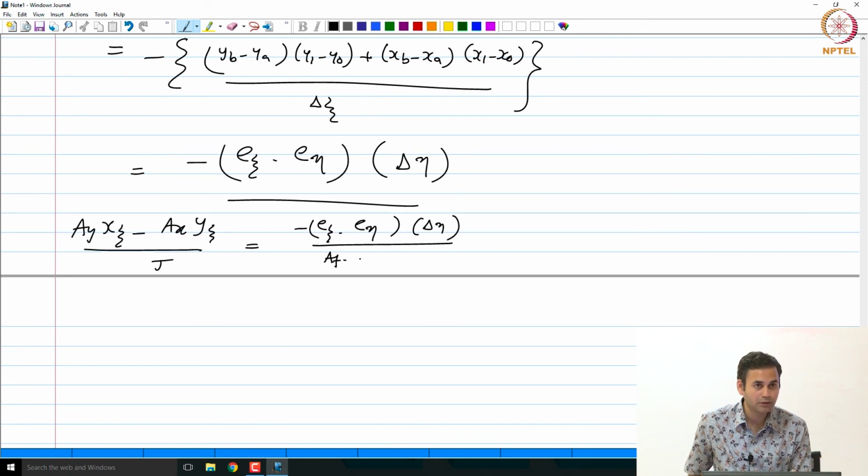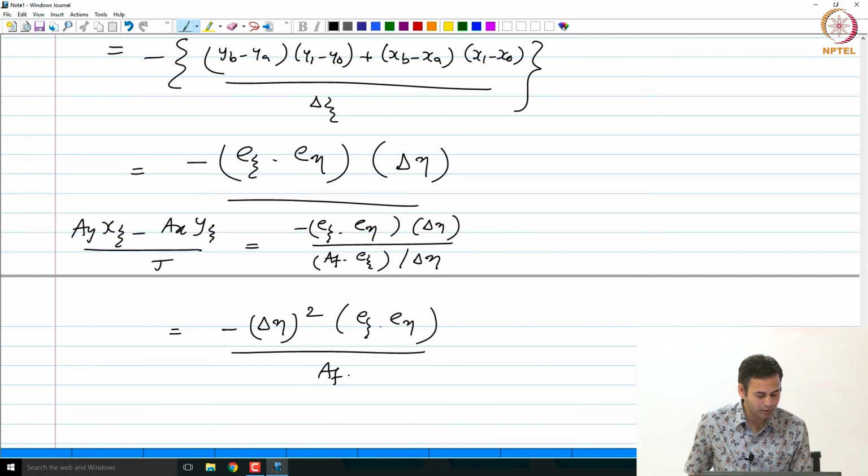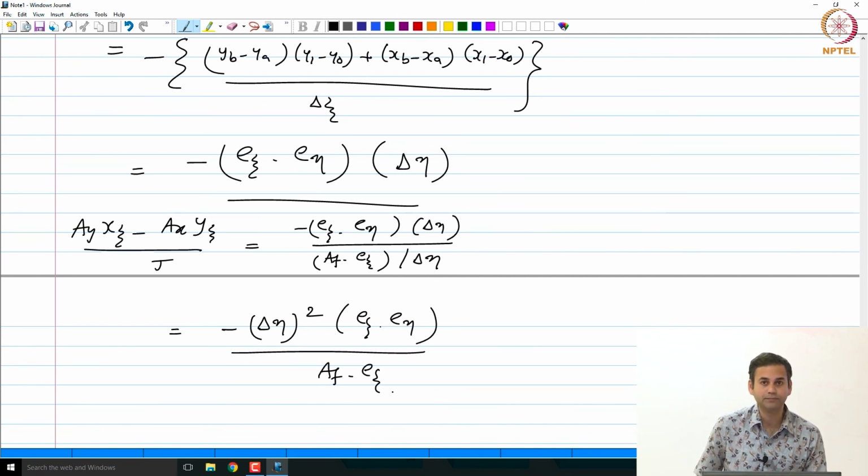af dot e xi divided by delta eta. So this would be how much? This would be minus delta eta square times e xi dot e eta by af dot e xi. Is that correct? Or would the delta eta get cancelled, or it will become square? Square, right? It will go to the numerator, it will become square.